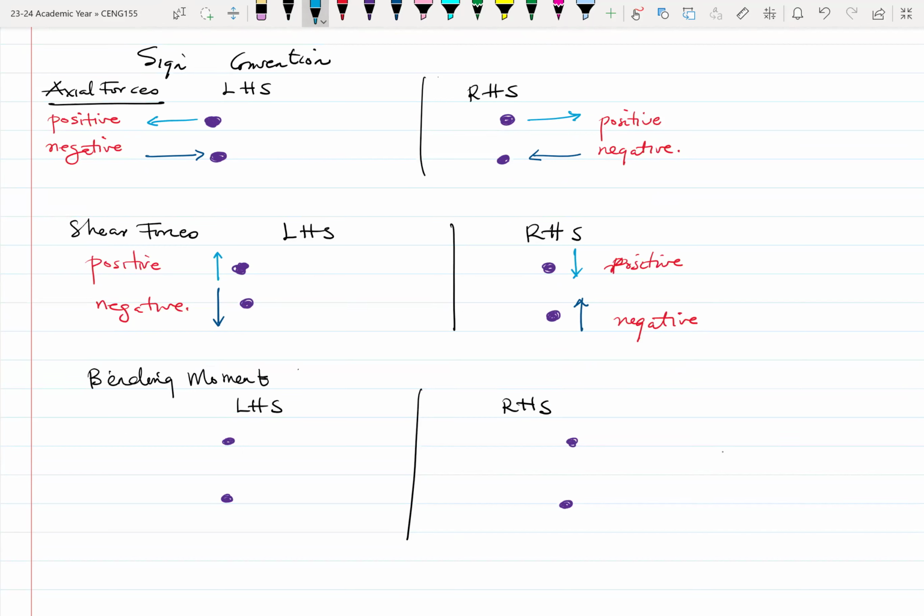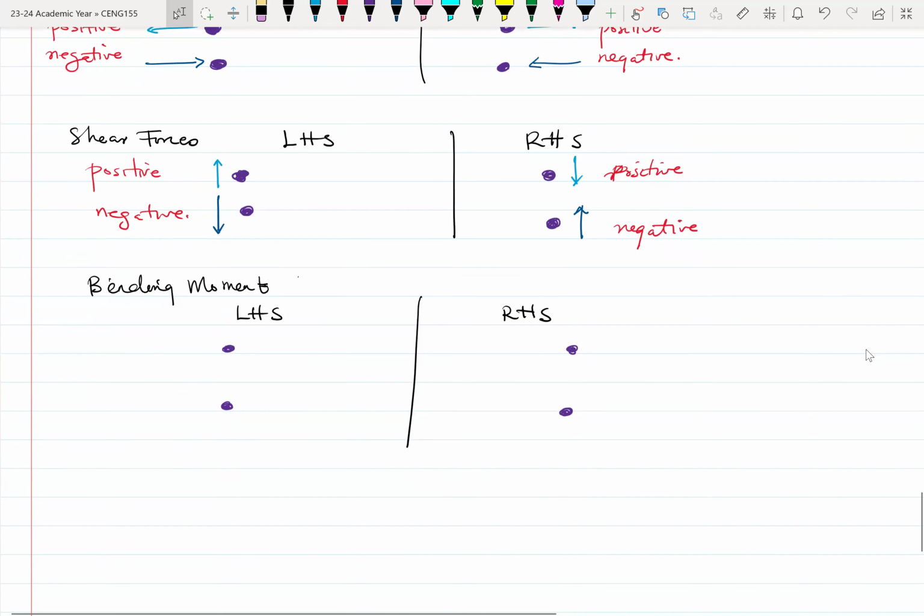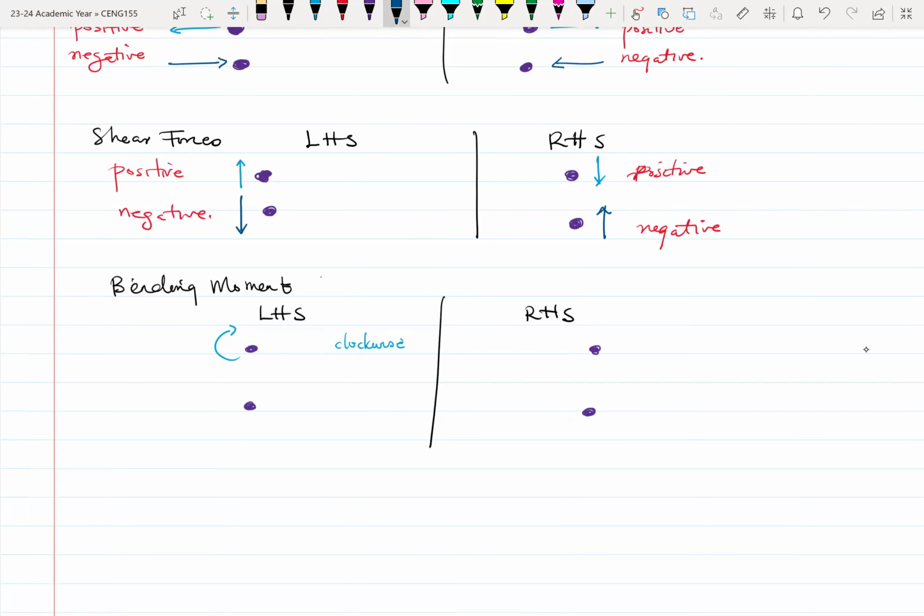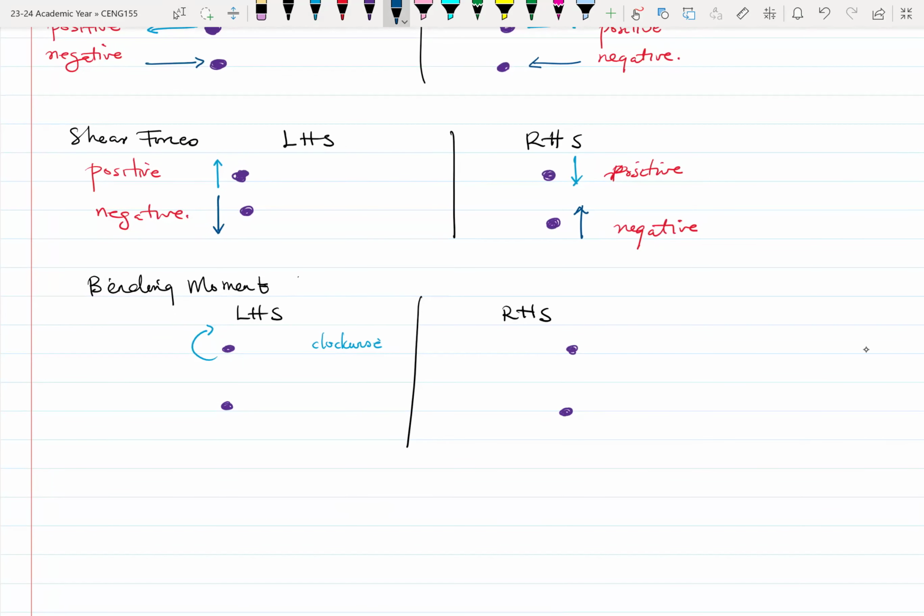So if it's on the left side and it's clockwise, so this is clockwise. Or if it's on the left side and this is counterclockwise, so this is counter, or anti-clockwise, it's the same thing. Then this is positive, and then this is negative.